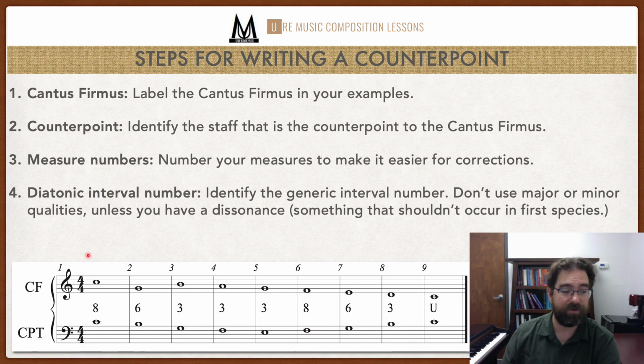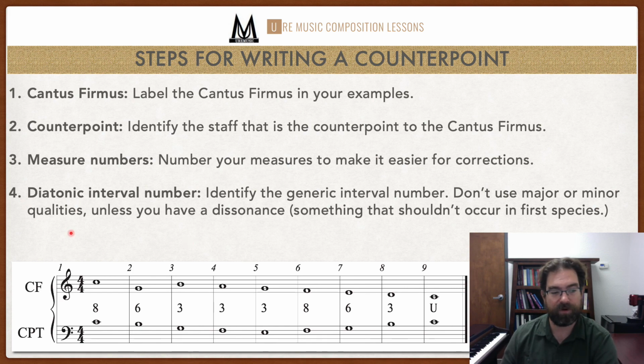The next thing you want to do is number the measures. This is sort of a tradition where you number the measures to help the instructor easily talk about errors in your composition. And it's a good way to go through and double check each measure, because you can actually create a graph if you wanted to and say, okay, measure 1 looks good, measure 2, 3, 4, and you can just check everything off.